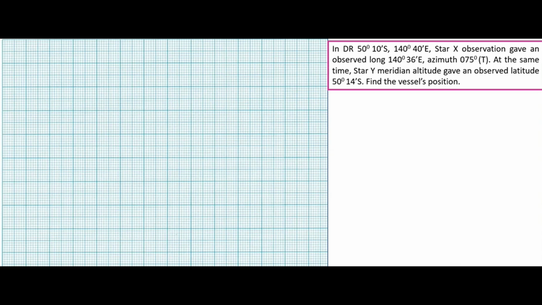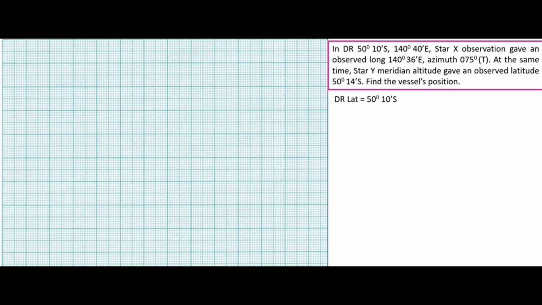As far as star Y is concerned, it's a meridian altitude observation. So the PL shall be drawn through observed lat and DR long, perpendicular to azimuth, but in this case of meridian altitude, the PL shall be specifically east-west, and hence it will coincide with the parallel of latitude of the observed lat. Now, having identified the processes deployed for solving the sights, we proceed ahead with the plotting.